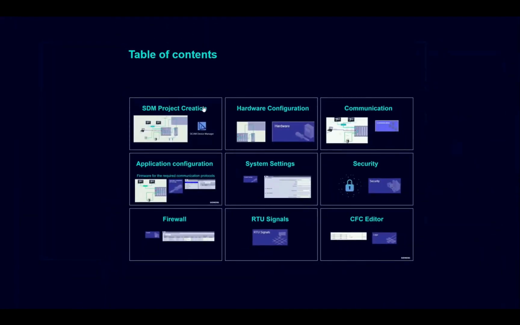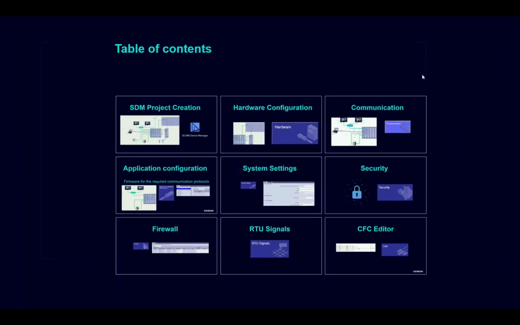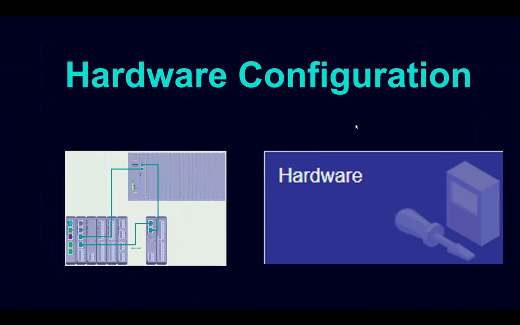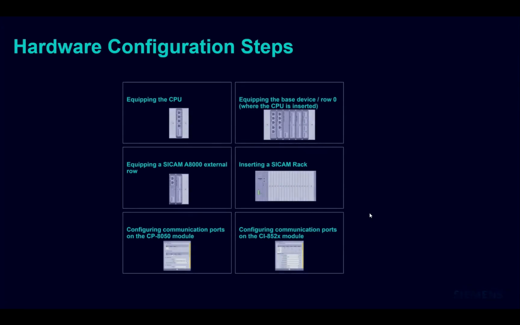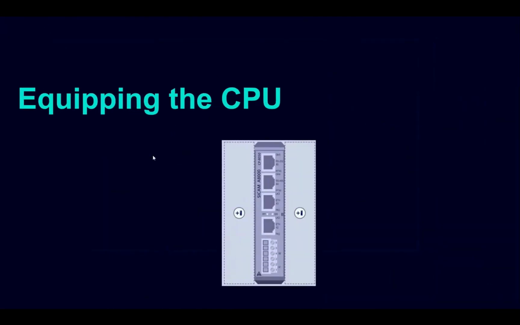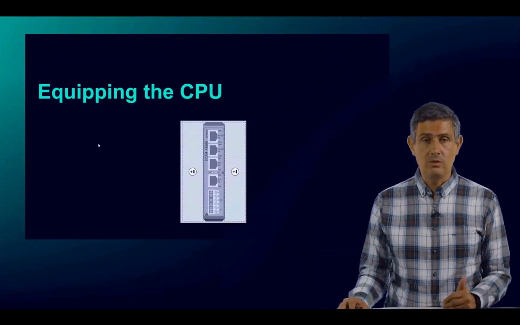So now that we finish this first part of the project, we can proceed with the next step, which would be to configure the hardware of the RTU. This means we want to create the base device where the CP8050 is located, and the external row, and the rack, and the connections. So how can this be done? It also includes several steps. So let's go to the first one. How to equip the CPU in the RTU.